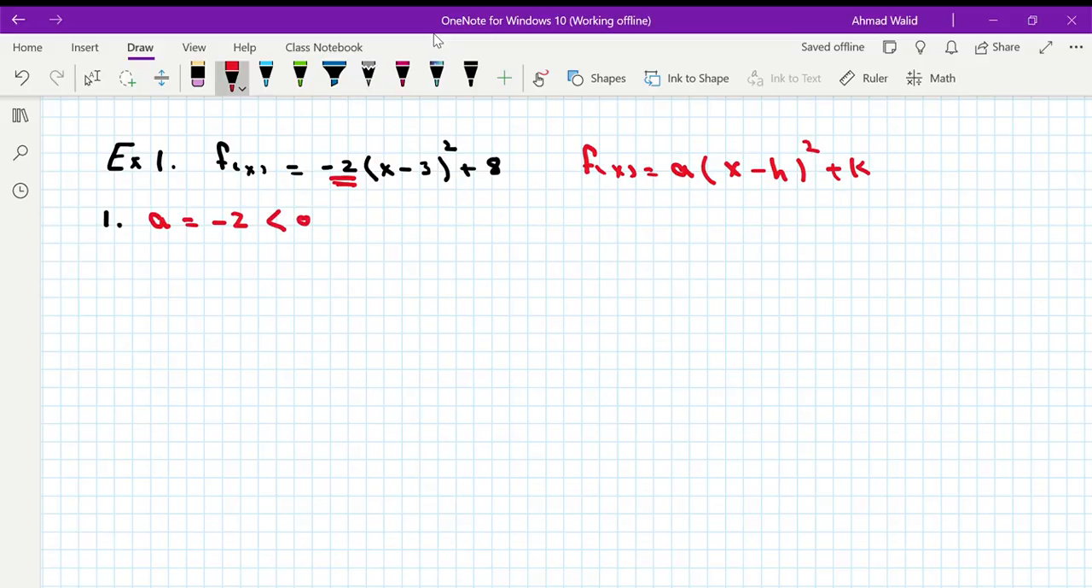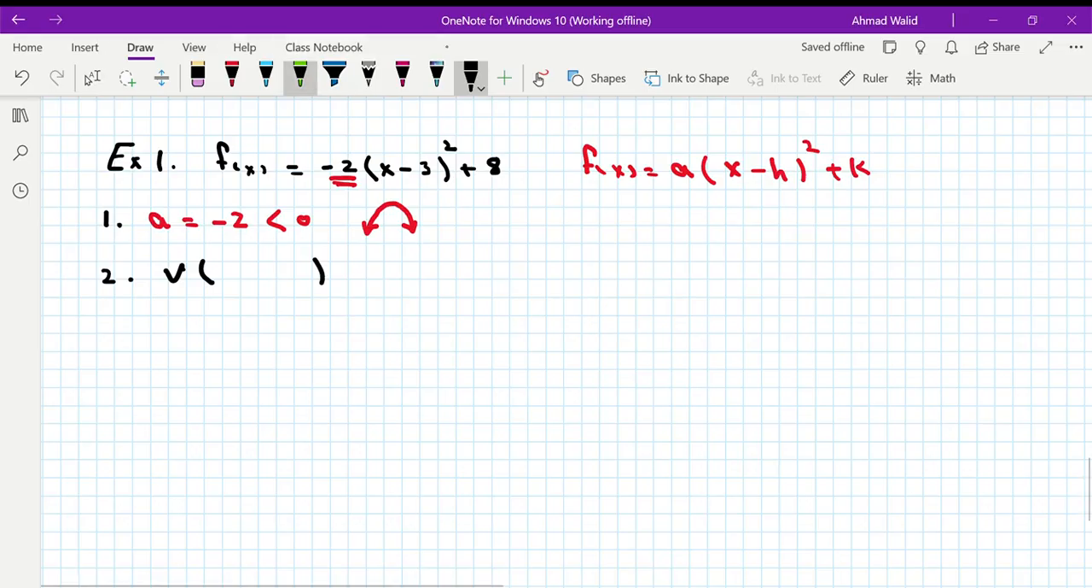If it's less than 0, immediately I can say the graph opens downward. I can even say the graph has a maximum point because it opens downward. But how much is that maximum value? I don't know. Later I'll teach you how to find that value, correct? Step 2. And step 2, identify the vertex, correct?